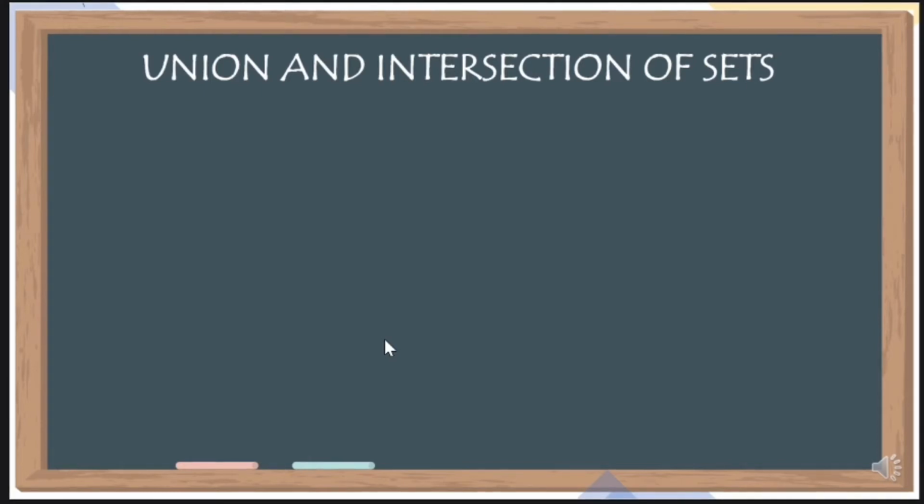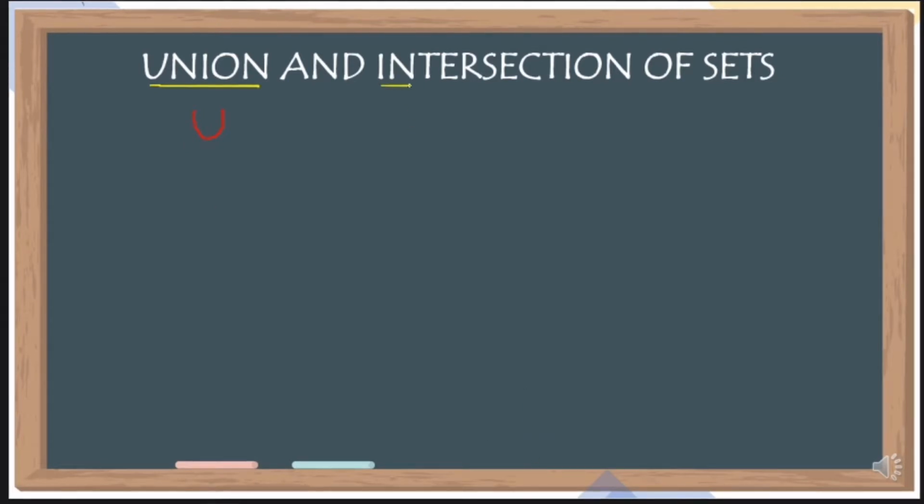Okay, good day everyone. So we will discuss today about the union and intersection of sets. Now, pag sinabing union, the symbol used for union is this one. Okay? Now, for intersection, ang symbol naman used for intersection is kabaliktaran ng union.